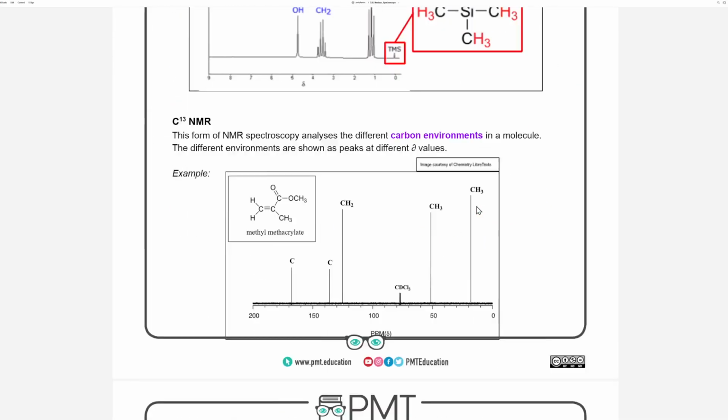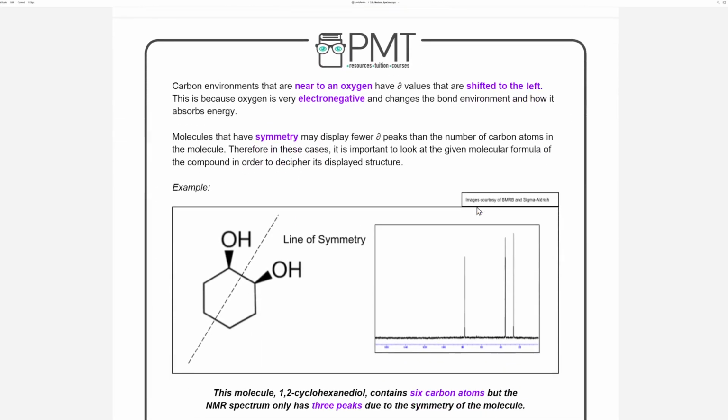I don't know. Okay. Carbon environments that are near to an oxygen have chemical shift values that are shifted to the left. It's because the oxygen is very electronegative and changes the bond environment and how it absorbs energy. Molecules that have symmetry may display fewer chemical shift peaks than the number of carbon atoms in the molecule. Therefore, in these cases, it's important to look at a given molecular formula of the compound or decipher its displayed structure. Line of symmetry.